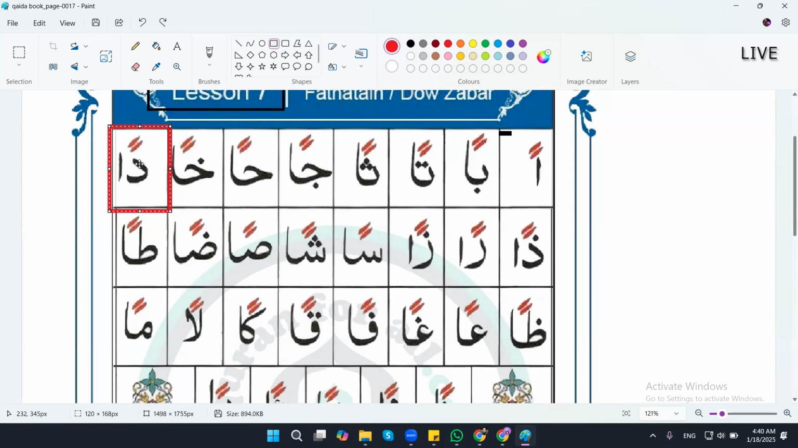One thing, just keep in your mind that whenever there is any letter without any sign, we don't read that. We only read those letters which have any sign on it. Got it? Okay.